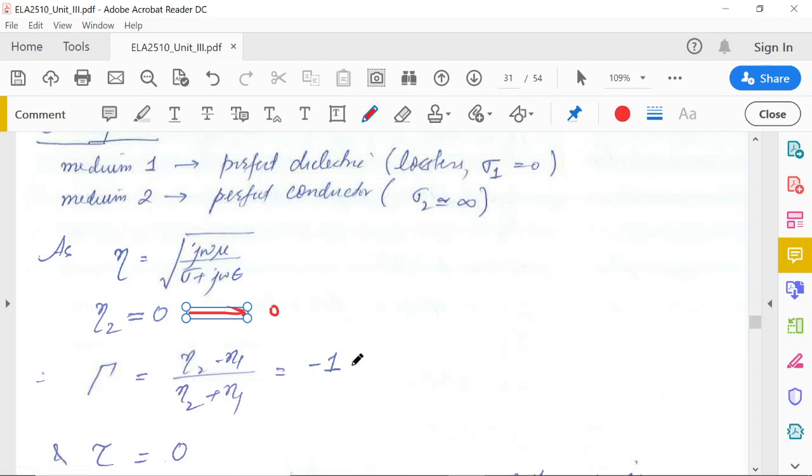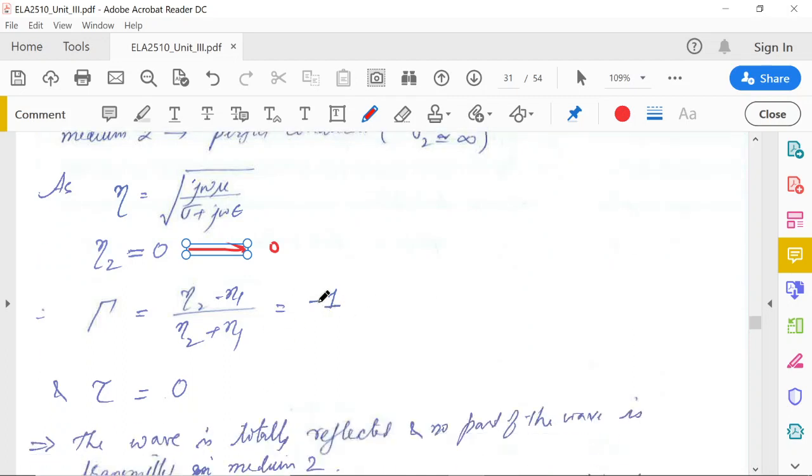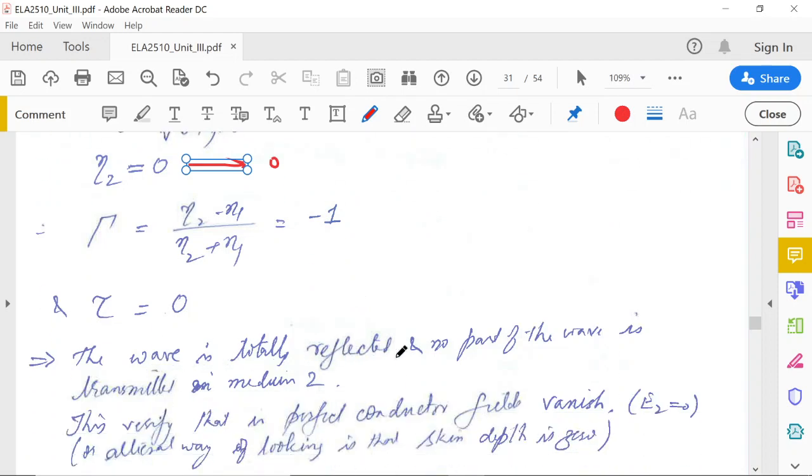Gamma is again real and it's negative. It means the electric field will be reflected with magnitude 1, such that the reflected wave magnitude and the incident wave magnitude remain the same. That is, the wave is totally reflected and no part of the wave is transmitted to medium 2. So here this comes out to be 0 and gamma is -1. The wave is totally reflected.